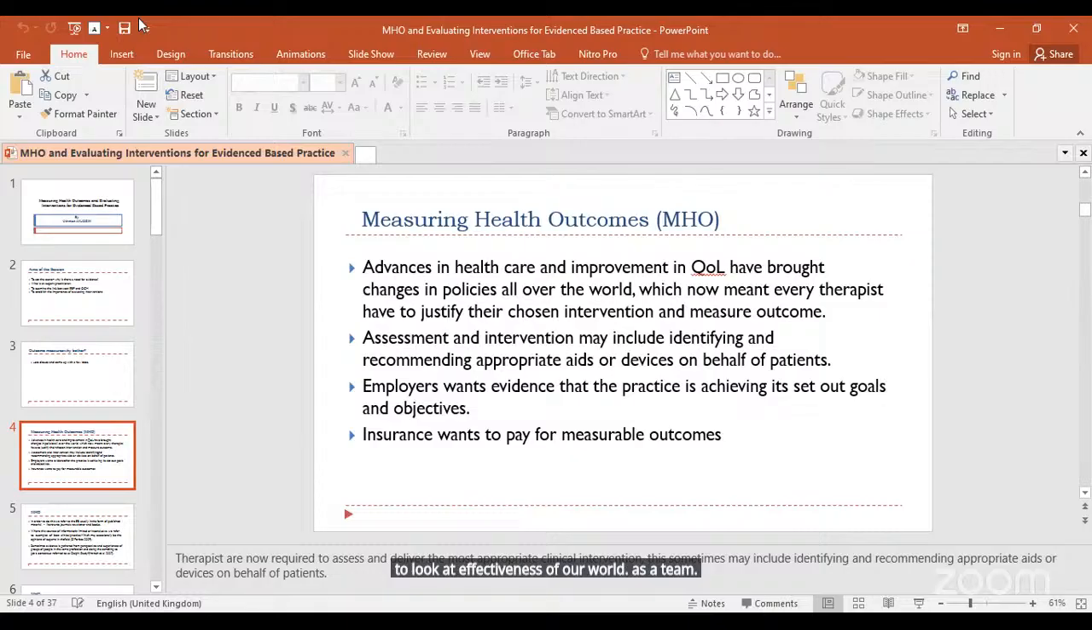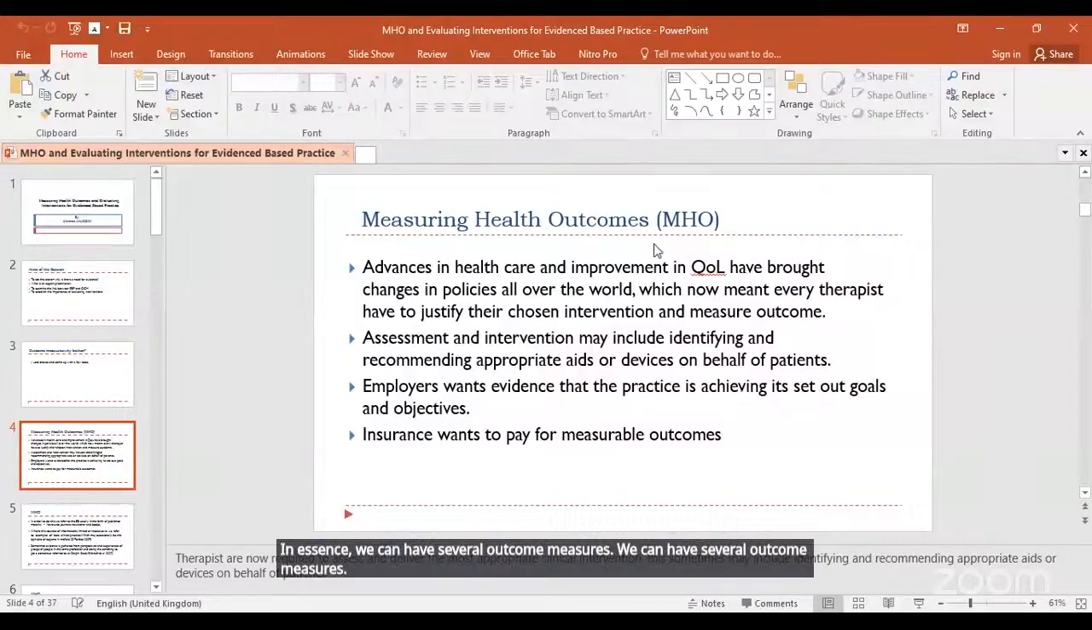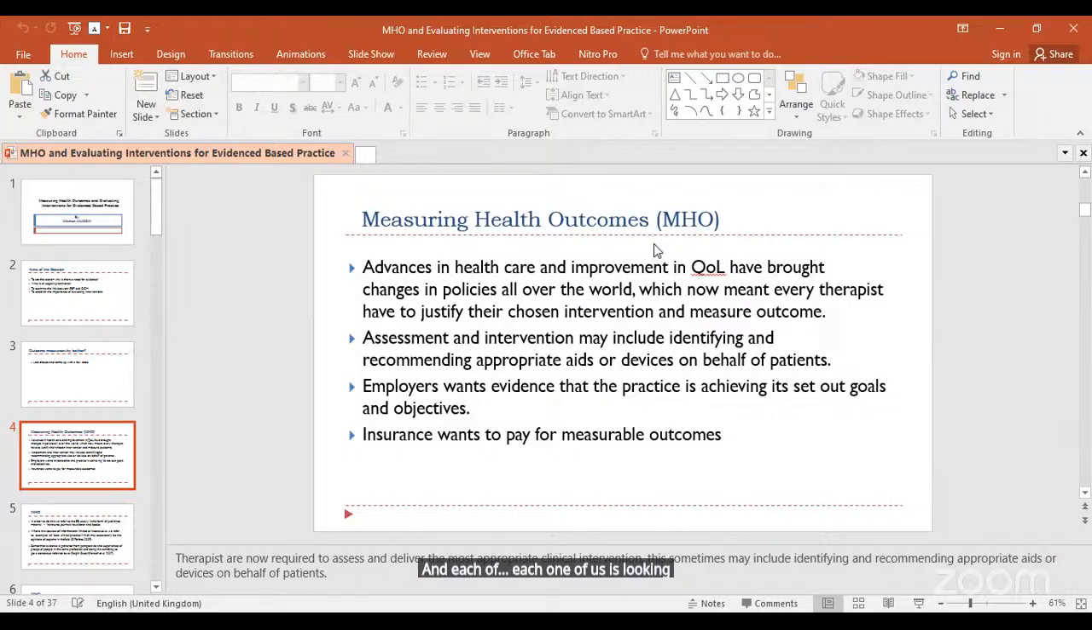In essence, we can have several outcome measures. And each one of us is looking at different aspects. How does it impact the health system and overall health system? This is where our challenge comes in, because outcome measures are just tools. Measuring health outcomes looks at how we impact the system, the health system, not just the tool.